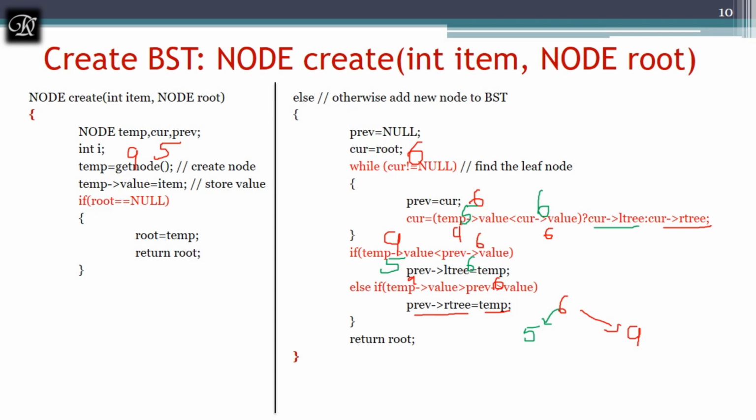And you can check here we are having both the conditions, smaller and greater. We don't have an equal operation. The condition temp value is equal to previous value is not there. This is where the duplication of the values is avoided. If you are giving a duplicate value, there is no place for it. It will be ignored. This is how creation of the binary search tree will be done.